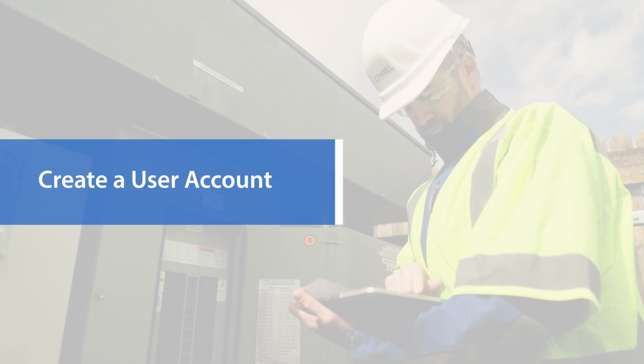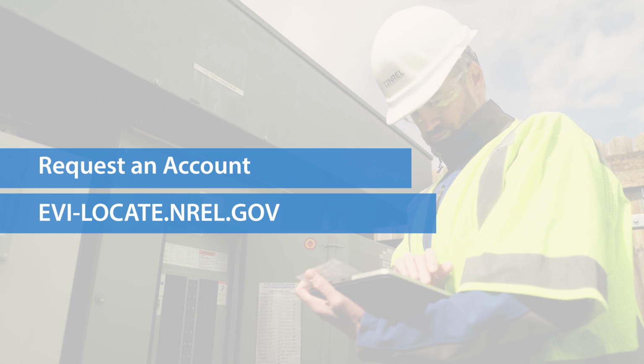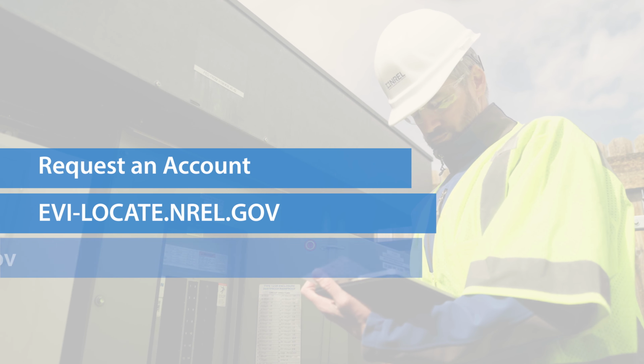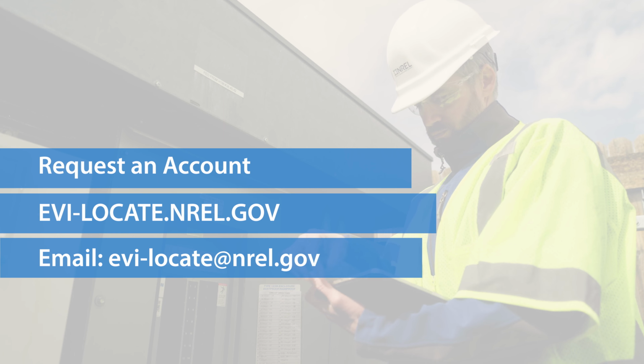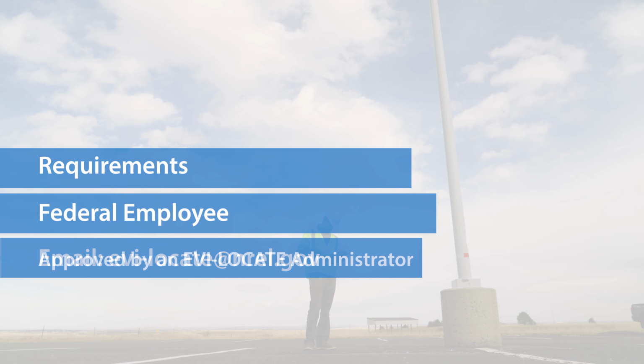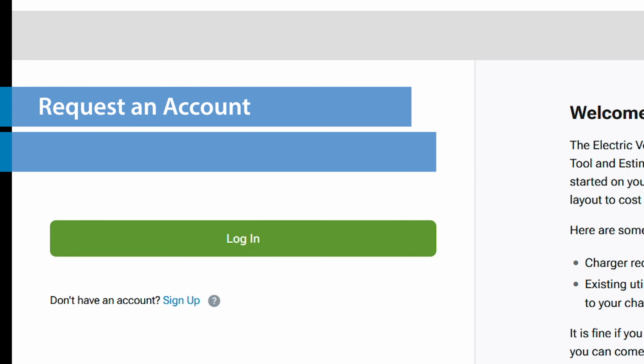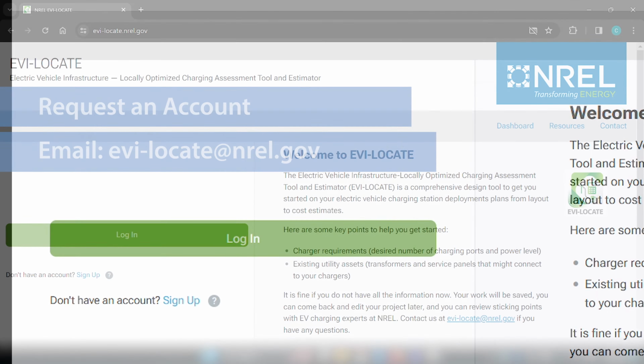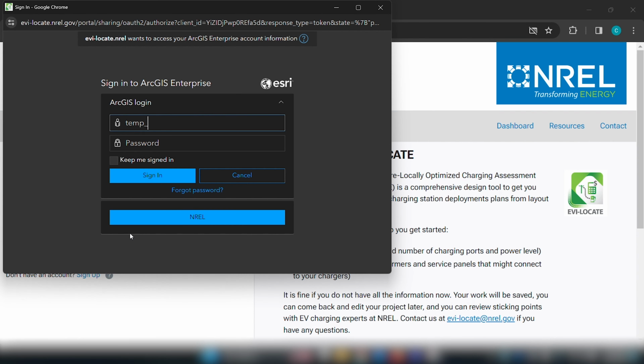To start using EVI Locate, create a user account on the login page. You can request a new account at evi-locate.nrel.gov, or you can email evi-locate@nrel.gov. You'll need to be a federal employee or be approved by a federal EVI Locate user to obtain an account. To create an account, click Sign Up and email evi-locate@nrel.gov with your federal government email. Once you are granted an account, enter your username and password to log in.